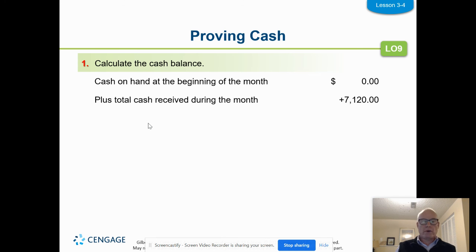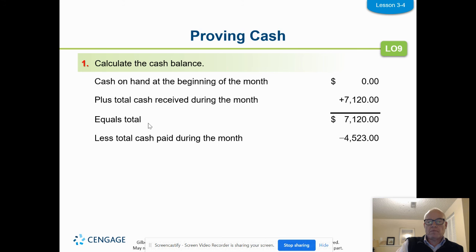Now pause here just for a moment. Remember, Michael Delgado is keeping his personal finances separate from his business bank account. You got to keep those two things separate, or else things get really whacked out after a while. So we received 7120 in cash, equals total 7120. That should match what we have at the bottom of our debit for cash in our special column in our multi-column journal. Total cash paid during the month, 4523.